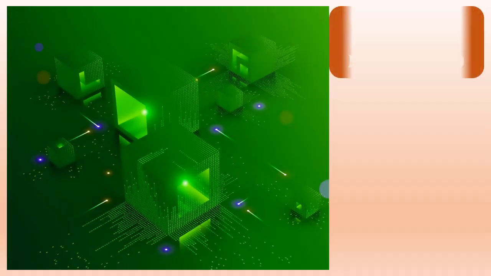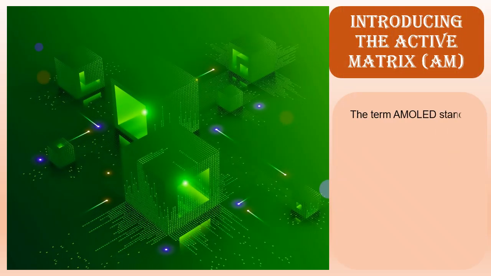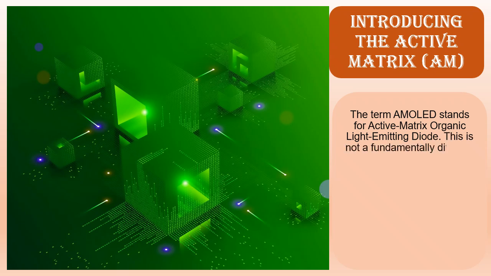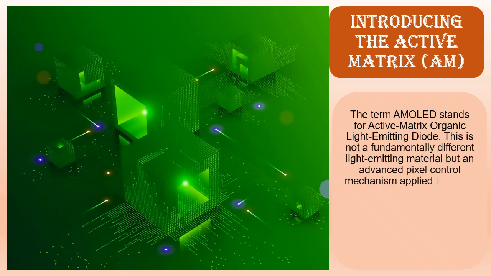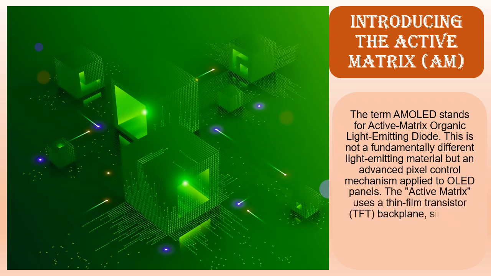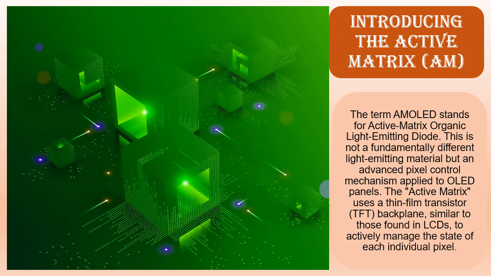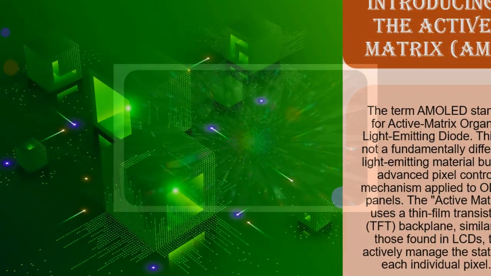Introducing the active matrix, AM. The term AMOLED stands for Active Matrix Organic Light-Emitting Diode. This is not a fundamentally different light-emitting material but an advanced pixel control mechanism applied to OLED panels. The active matrix uses a thin film transistor, TFT, backplane, similar to those found in LCDs, to actively manage the state of each individual pixel.